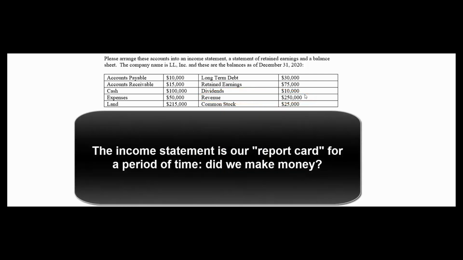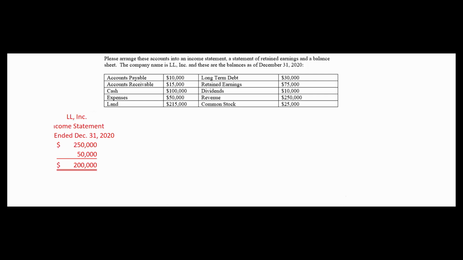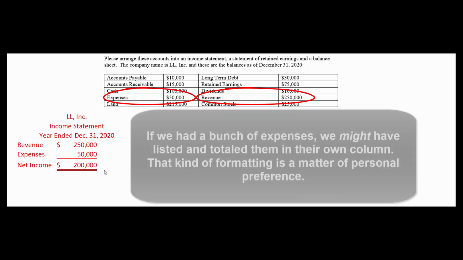And remember, the income statement is a report card. It covers a period of time. Revenue or sales minus our expenses to generate those sales gives us our net income. It's as simple as that. Here's the name of the company, the title of the financial statement, the time period covered. Revenue minus expenses gives us net income. Dollar sign at the top, dollar sign at the bottom, double underline shows the world that we're done.